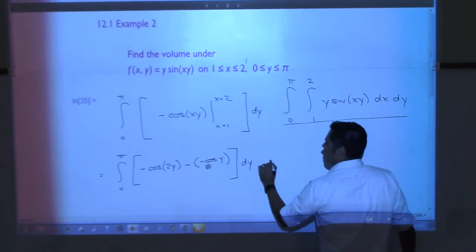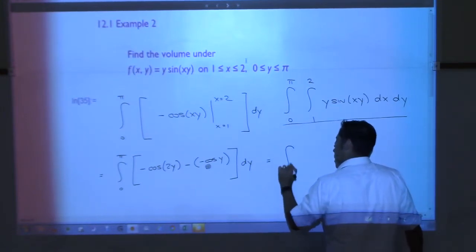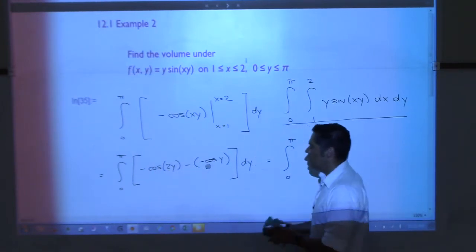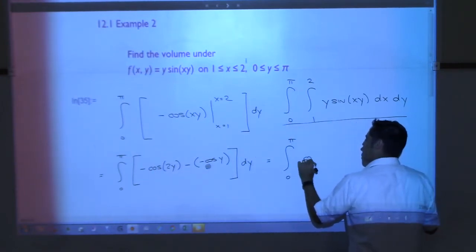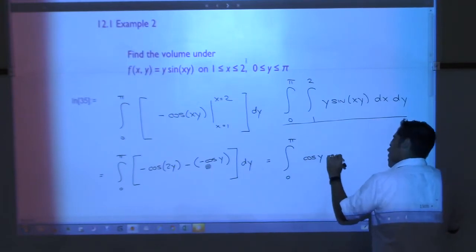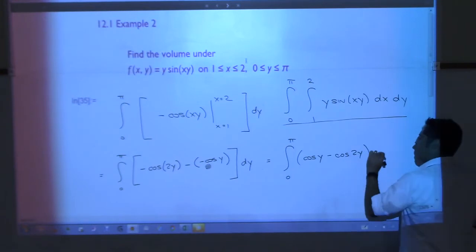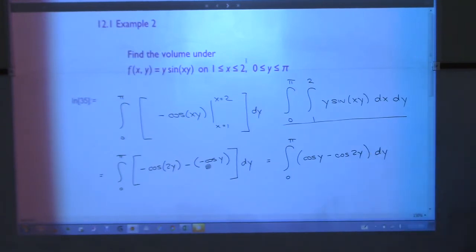Before I integrate, I just don't like the way this is going to look. I'm going to have negative cosine 2y and then plus cosine y. I'm just going to reverse the order and do this. I just move things around. Yes, you could use some identities and clean that up. I'm just going to integrate that because that's ready to go, isn't it? Like I can integrate each of those with relative ease.